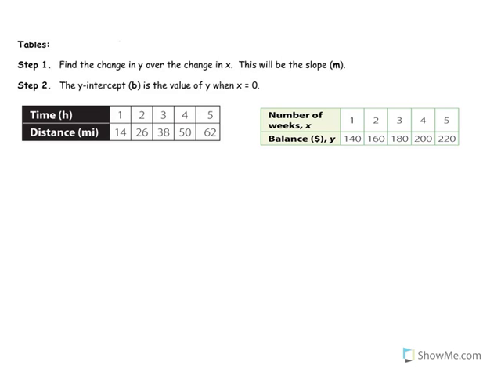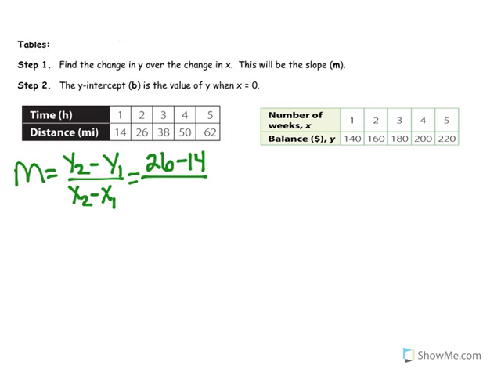Now, let's talk about tables. For tables, we need to find the change in y over the change in x, and this is going to be your slope. So remember, to find slope, that just meant y2 minus y1 over x2 minus x1. So let's put in some numbers for our values. We're going to put in 26 for y2, and let's put in 14 for y1. Let's put in 2 for x2. Let's put in 1 for x1. Now we just subtract, so we have 12 over 1, which is 12. So that means my slope, m, is equal to 12.